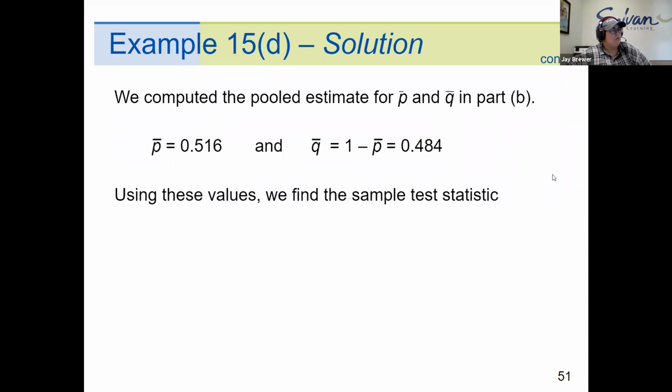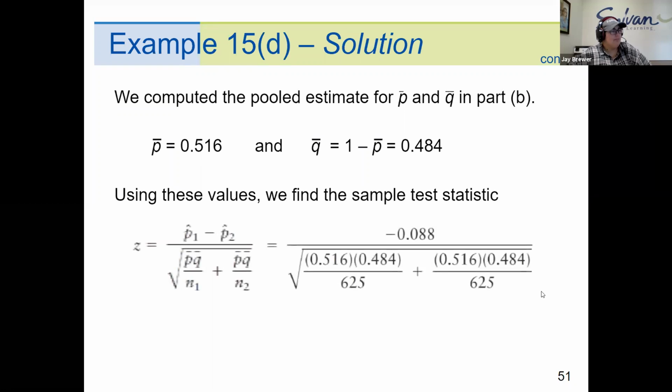We computed the pooled estimate for P hat and Q hat in part B. Using these values, we find the sample test statistic. So there's your Z, and you get roughly negative 3.11.